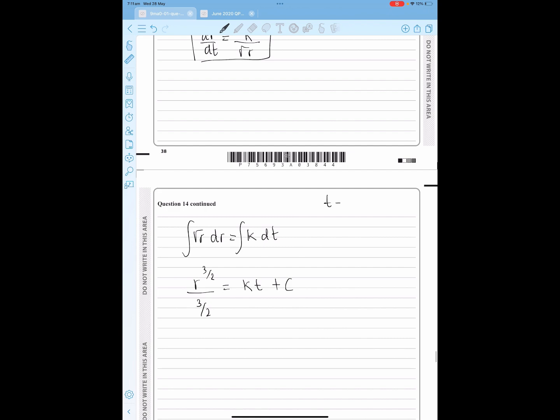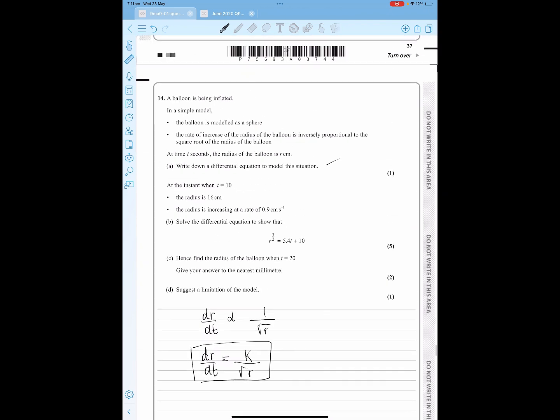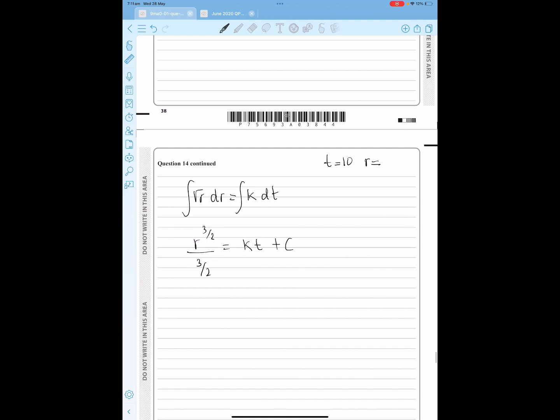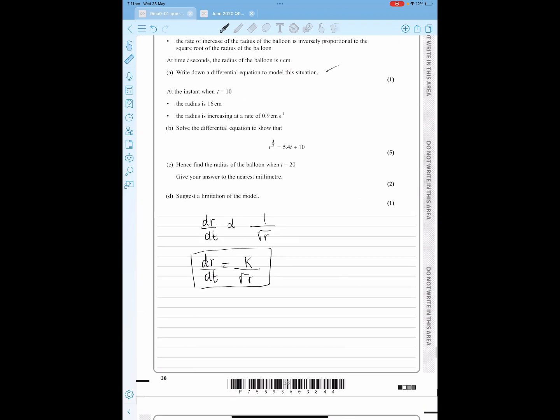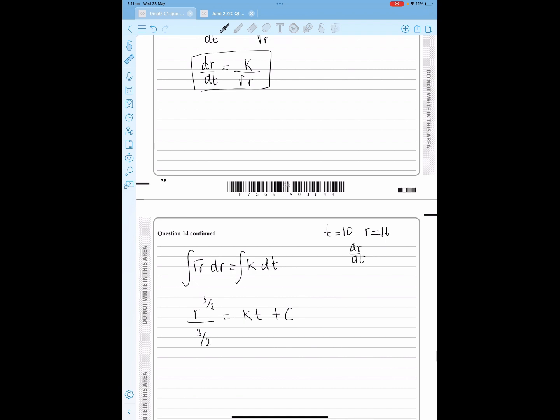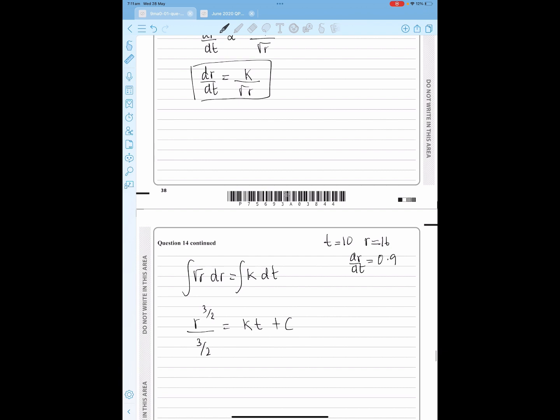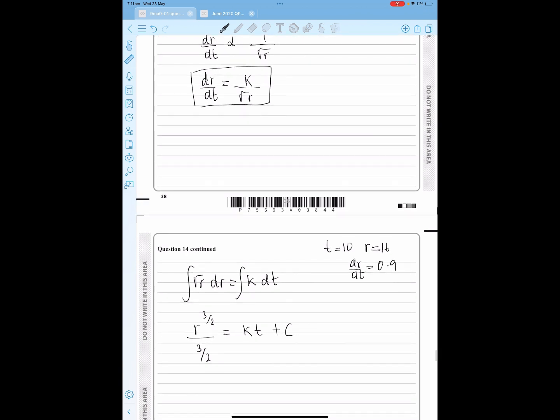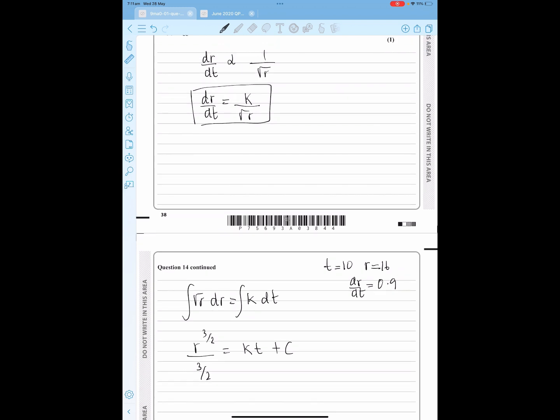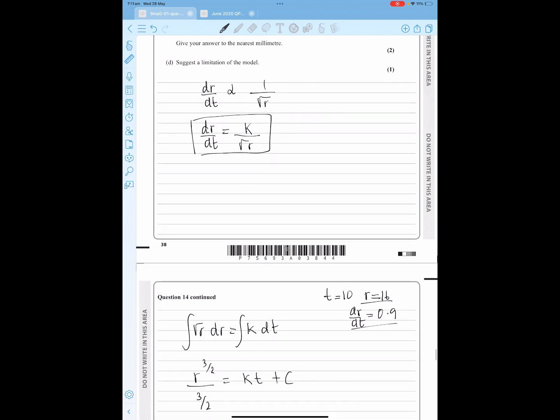T is 10. R is, what was R? R is 16, and the radius is increasing, so dr over dt is equal to 0.9. Okay. So from the first piece of information, we know that the radius is 16, dr over dt is 0.9. So we can calculate the value of k. So 0.9 is equal to k over root r, which is 4. So 4 times 0.9 is just k, and k should just be 3.6. Let me check, yeah. 3.6, there we go.